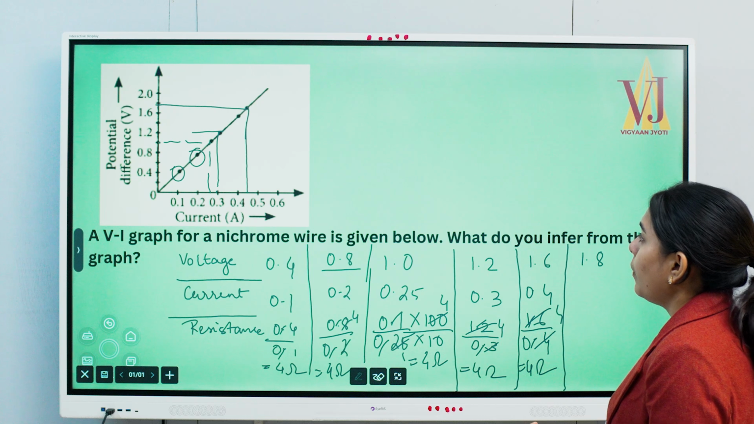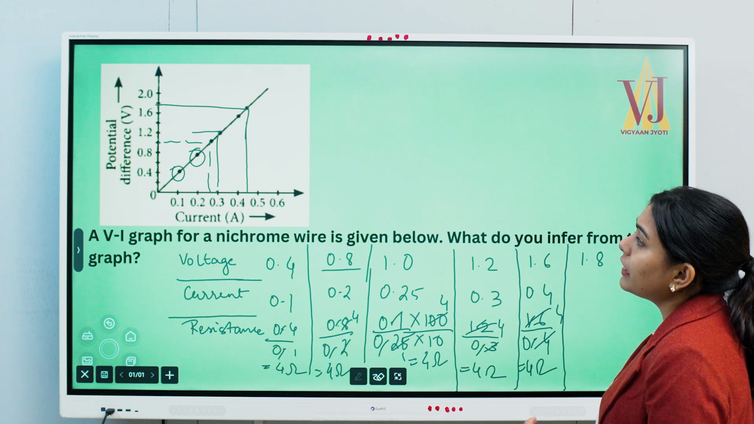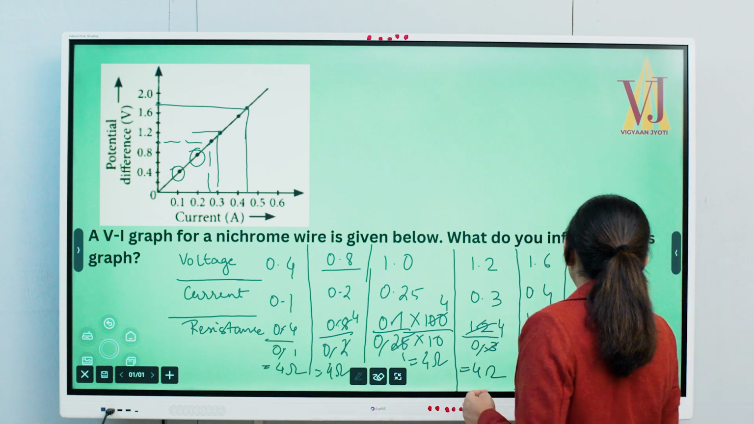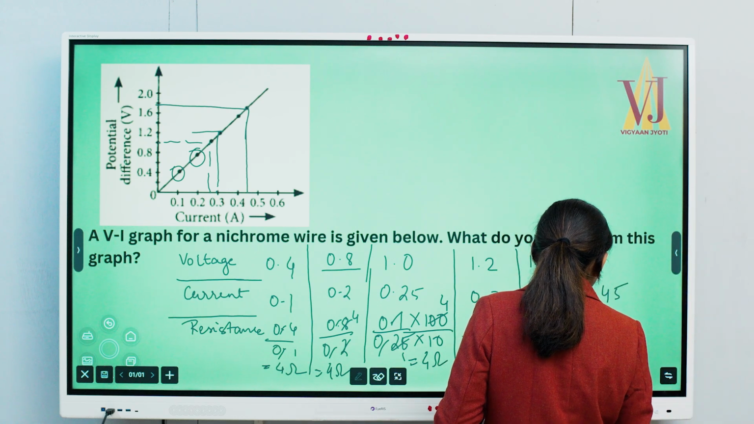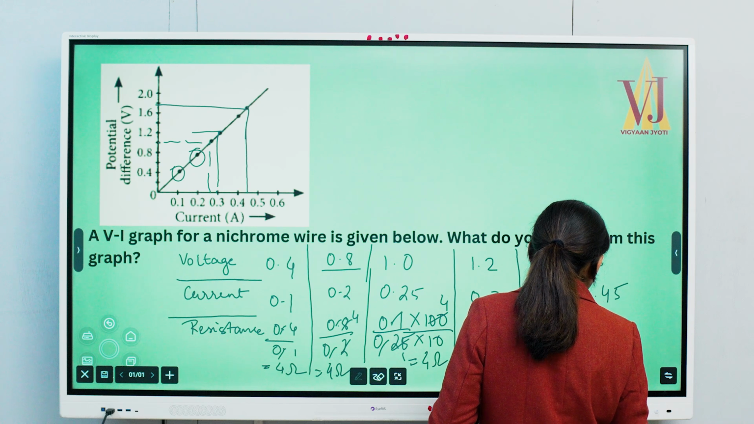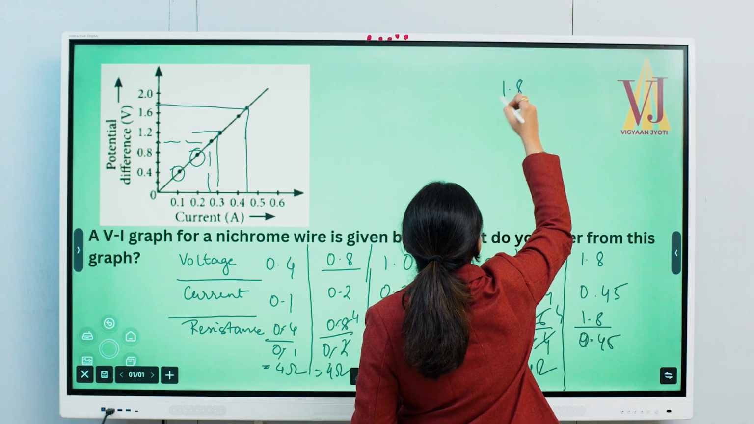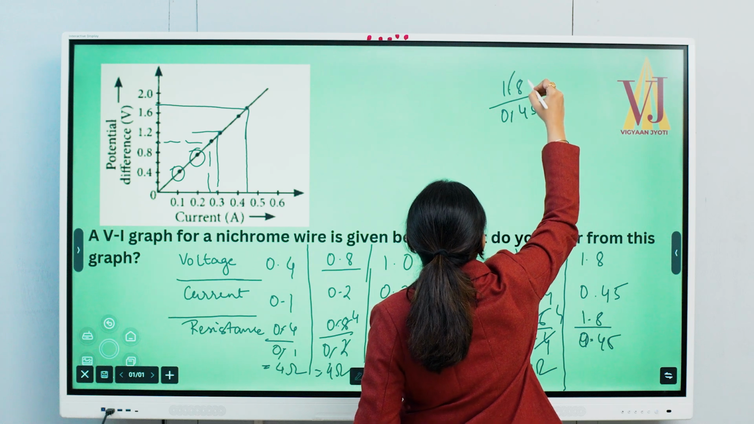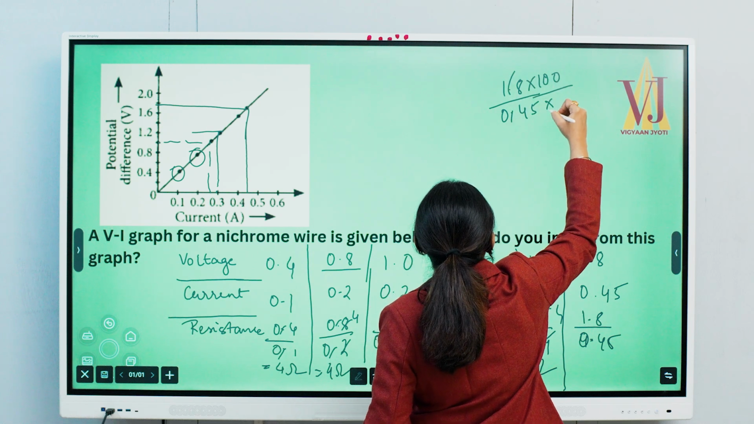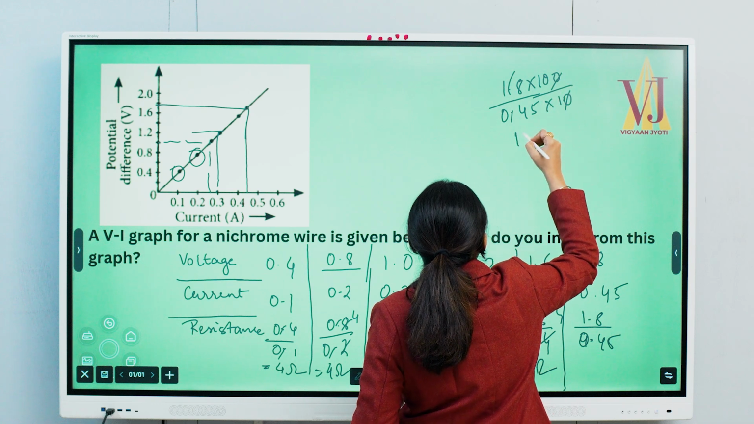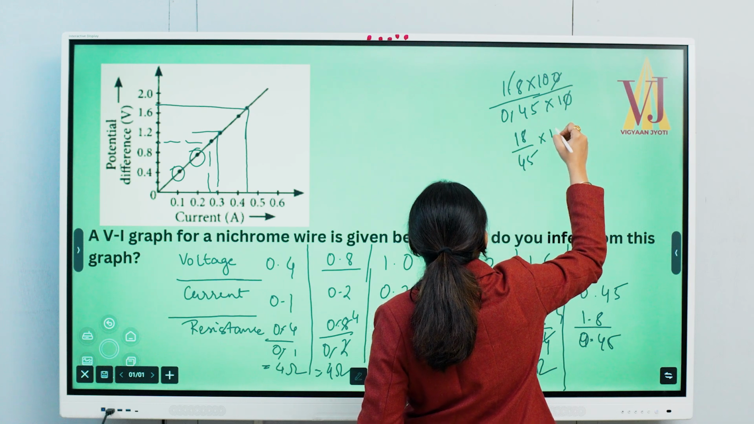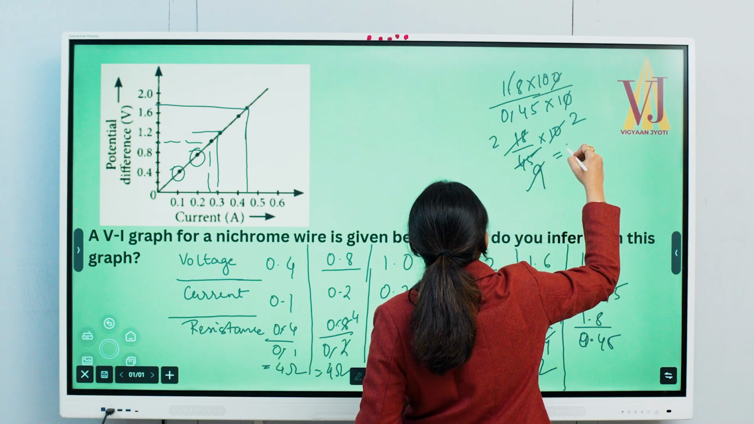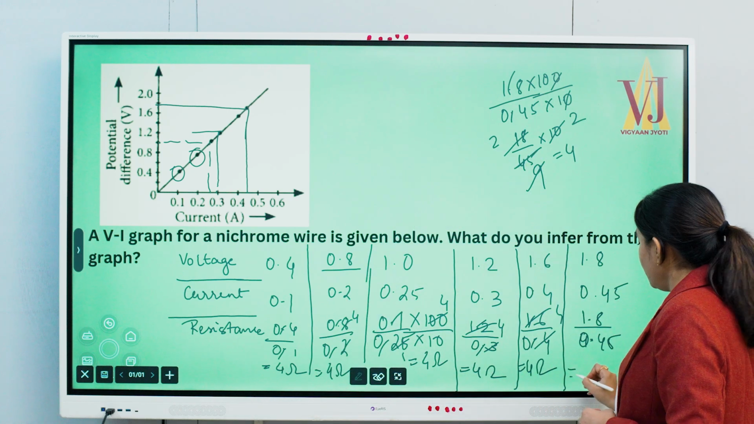1.8, and down, it's 0.45. Now if you divide, I'm doing it not here, because it will take space. Here it will be 100 and here it will be 10, so the 10s get cancelled. So 18 by 45 into 10. 5 2s are 10, 5 9s are 45, 9 2s are 18. Wow, nice. So this will be a total of 4 ohms.